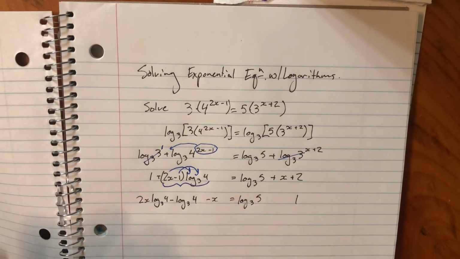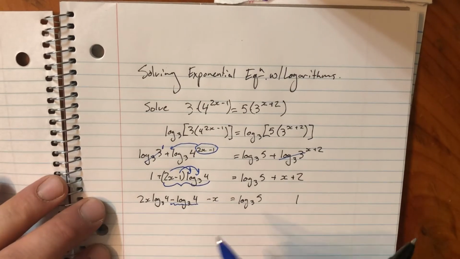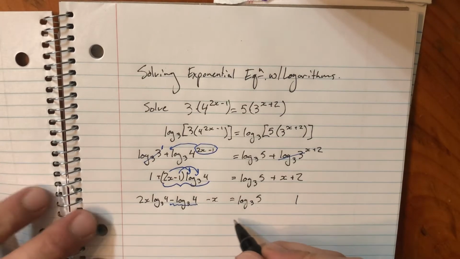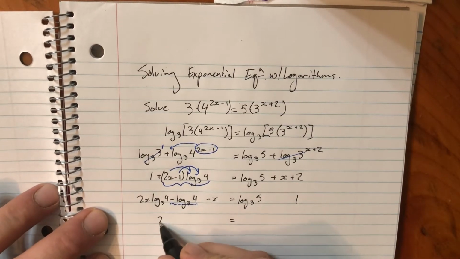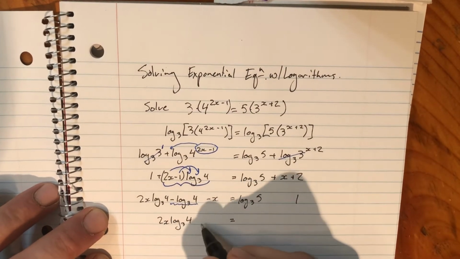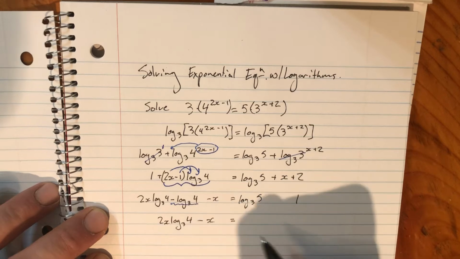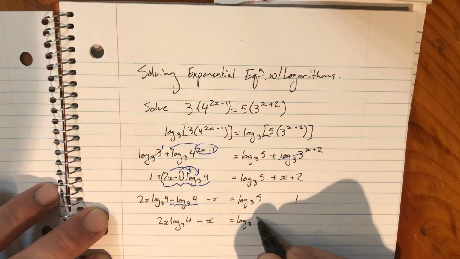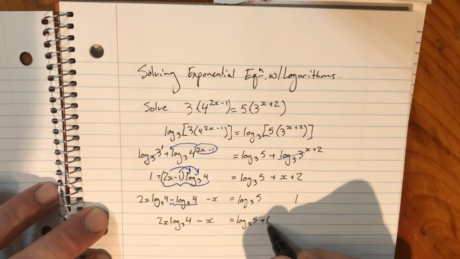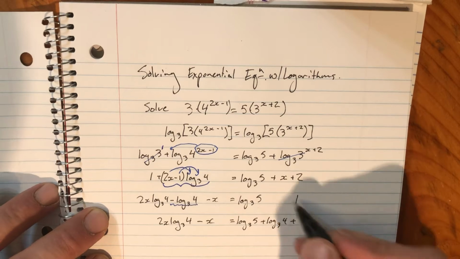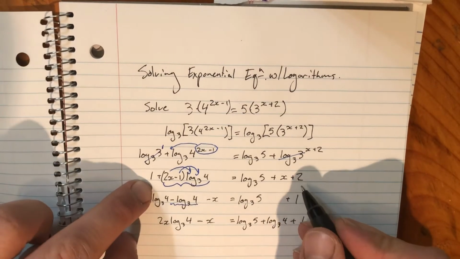Now, I have one term here that does not contain an x, so I'm going to move it to the other side. So if you let me keep writing, I'll have 2x log base 3 of 4, minus x. And on this side, I have log base 3 of 5, plus log base 3 of 4, plus 1, because I still have that 2 minus 1 there originally.